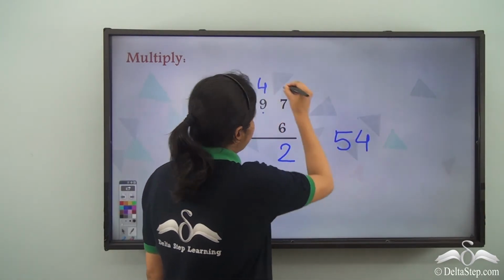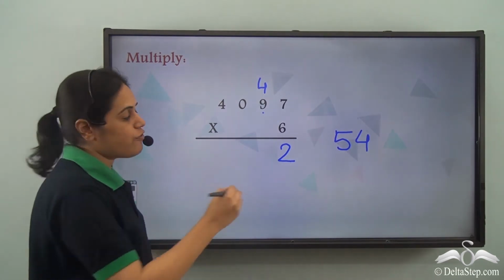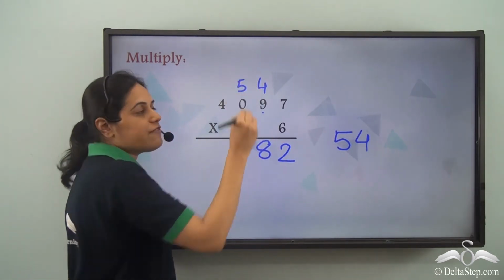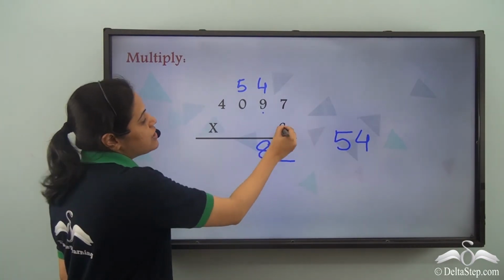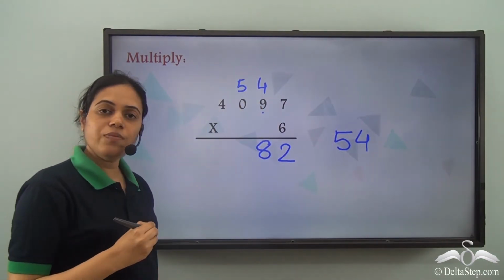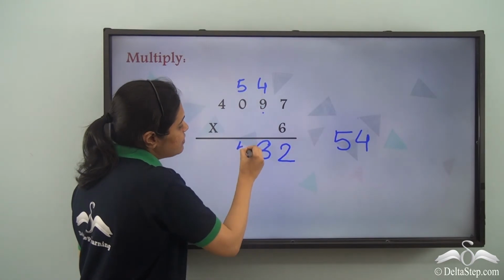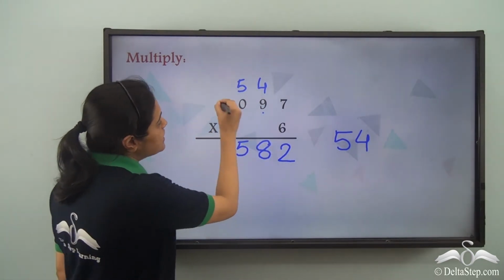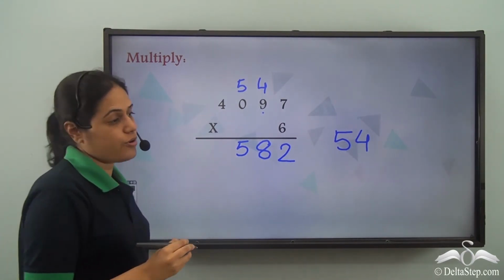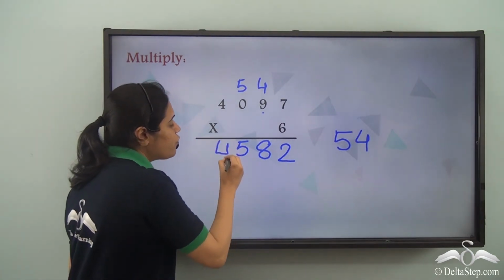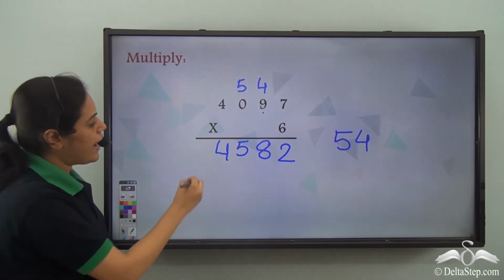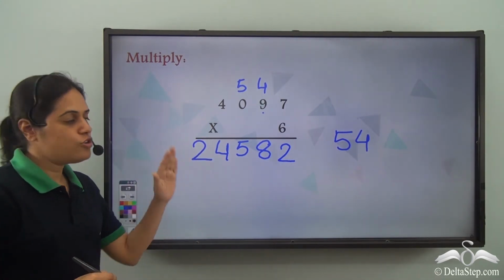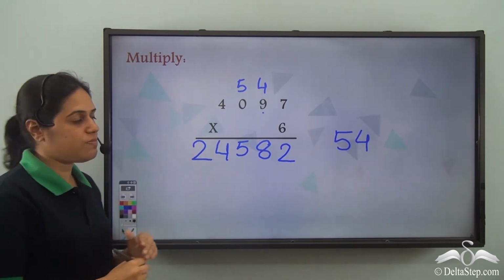To this 54 I add 4. 54 plus 4 is 58. I write 8 and 5 is carried. Now 6 into 0 is 0 and 0 plus 5 is 5. I have nothing carried. 6 into 4 is 24. Now this 4 of 24 comes here and 2 comes to the left of 4. So 2 is in the 10,000s place.